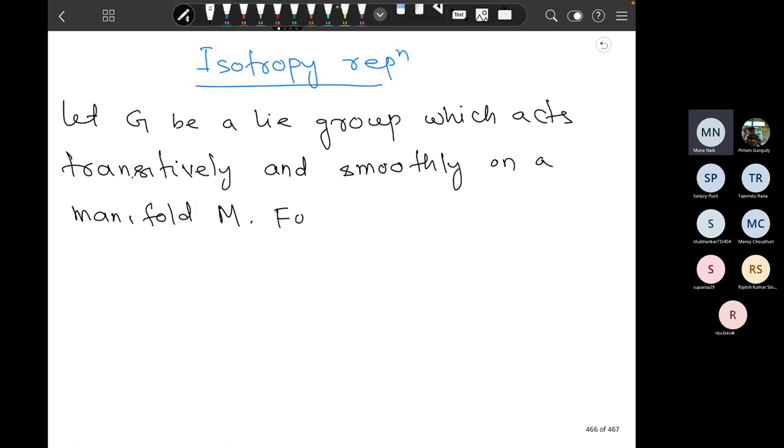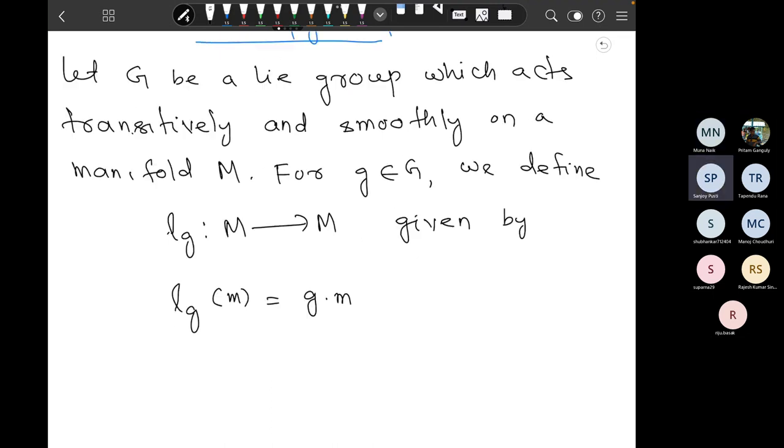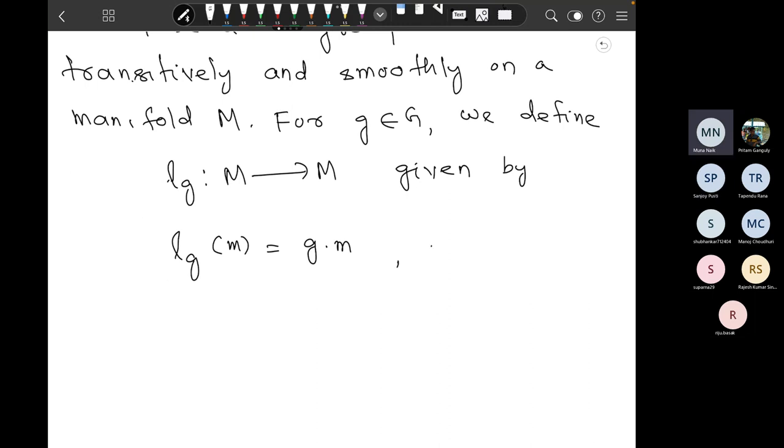So for g belongs to G, we define this map L_g from M to M given by L_g(m) is equal to g dot m, for m belonging to M. M is just any manifold. Since this is a group action, this L_g is a diffeomorphism of M. Clearly, by definition it is a diffeomorphism.